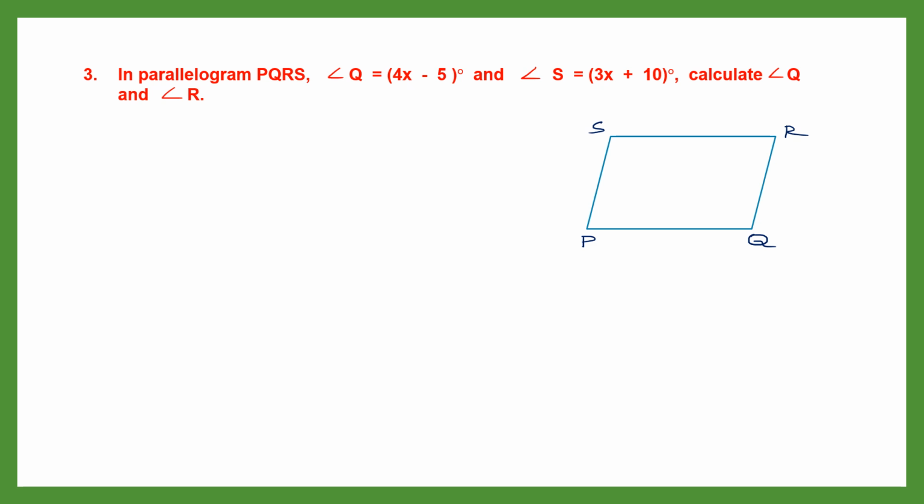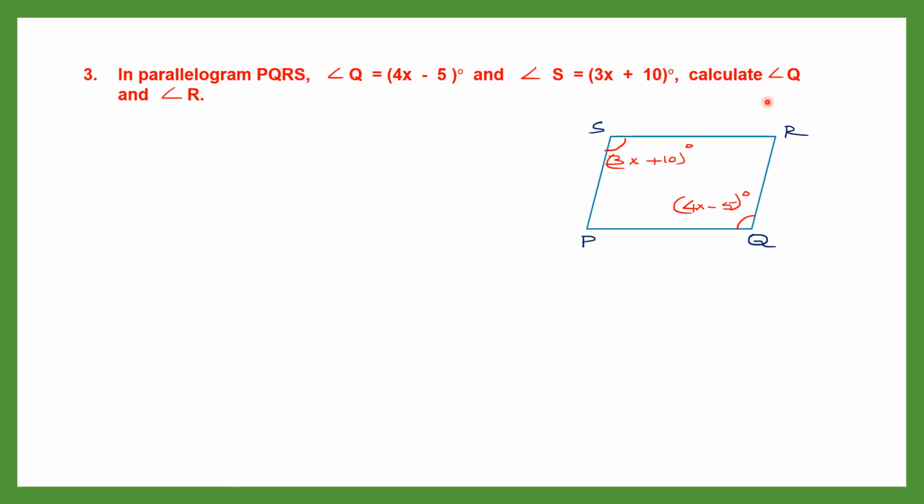Question 3. In parallelogram PQRS, so we have a parallelogram here, PQRS, angle Q is equal to 4x minus 5 degrees. So let's write that. So this is angle Q, and this angle Q is 4x minus 5 degrees. And angle S is 3x plus 10 degrees. So here we have angle S. So let's write it there. So this is 3x plus 10 degrees. This is the value of this angle.